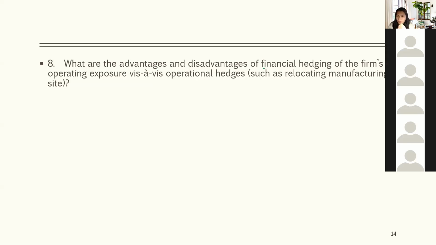So one of the things with financial hedging is that it is relatively easier to do relative to operational hedge. Okay. So as you can imagine, if you want to open a different factory in Spain, in the previous example, it is relatively expensive. Okay. Whereas with financial hedge, you can decide to buy an option or buy a forward contract that does not cost that much. Okay.